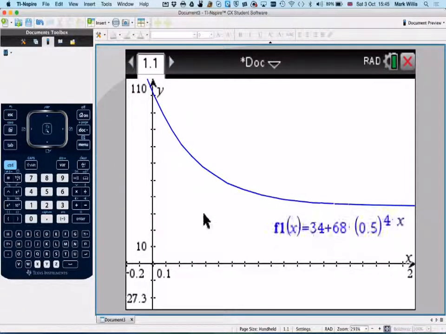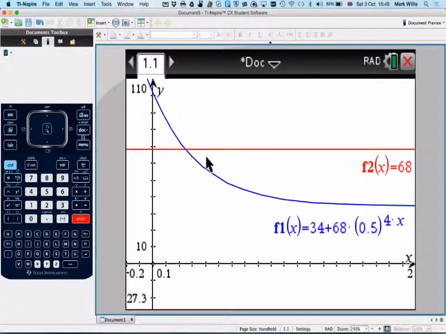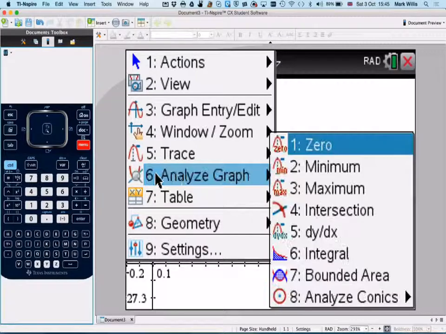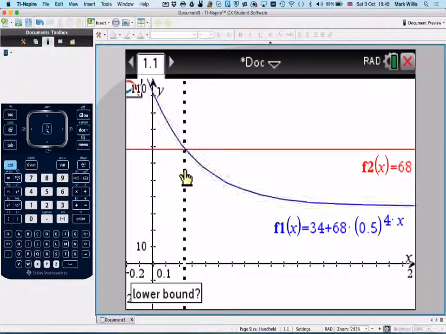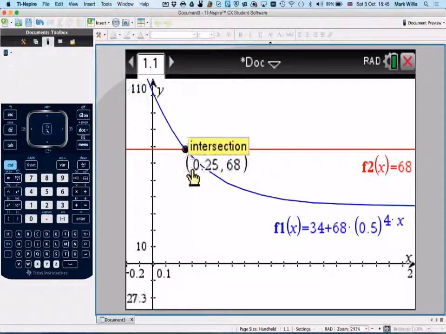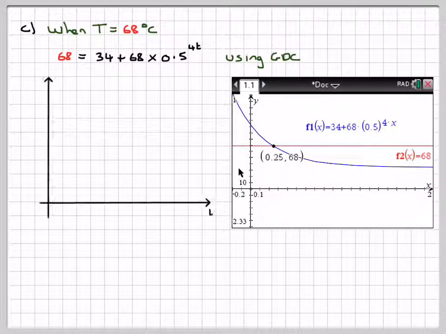So I need to know the value when we're at 68. So Control G will bring that up, and here I need to put in Y, or T, big T is equal to 68. And that will give me that value there. Also I need to find the point of intersection. So menu, analyze the graph, number 4, intersection, and go to the left and to the right, and I get an answer of 0.25.